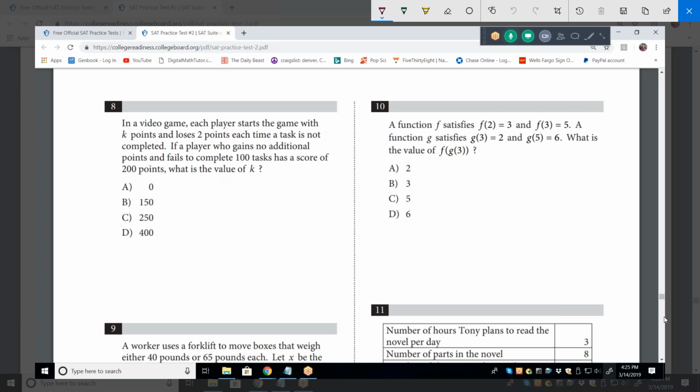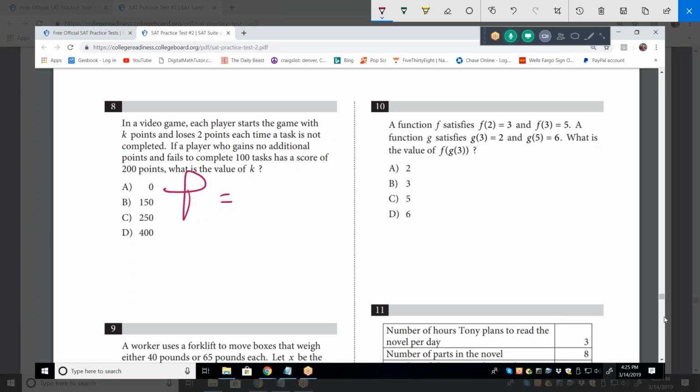See if you can come up with an equation. What do you start the game with? So I would start the game with an equation that represents how many points you start with. Each player starts the game with K points and loses 2 points. Here, I shouldn't label this S. I should label it P. This is how many points you have at any point in time.